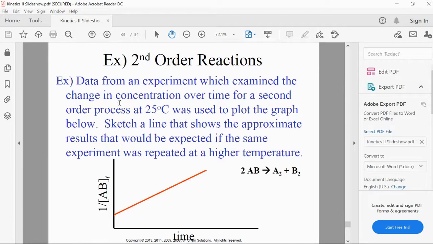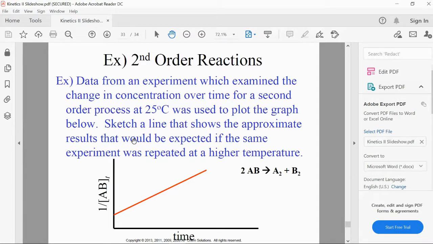And lastly, data from an experiment which examined the change in concentration over time for a second order process. Make sure you're reading these very carefully. Second order process at 25 degrees Celsius was used to plot the graph below. So we got our graph. We know it's second order, one, because they tell us it's second order, but also because 1 over [AB] versus time generates a straight line graph.